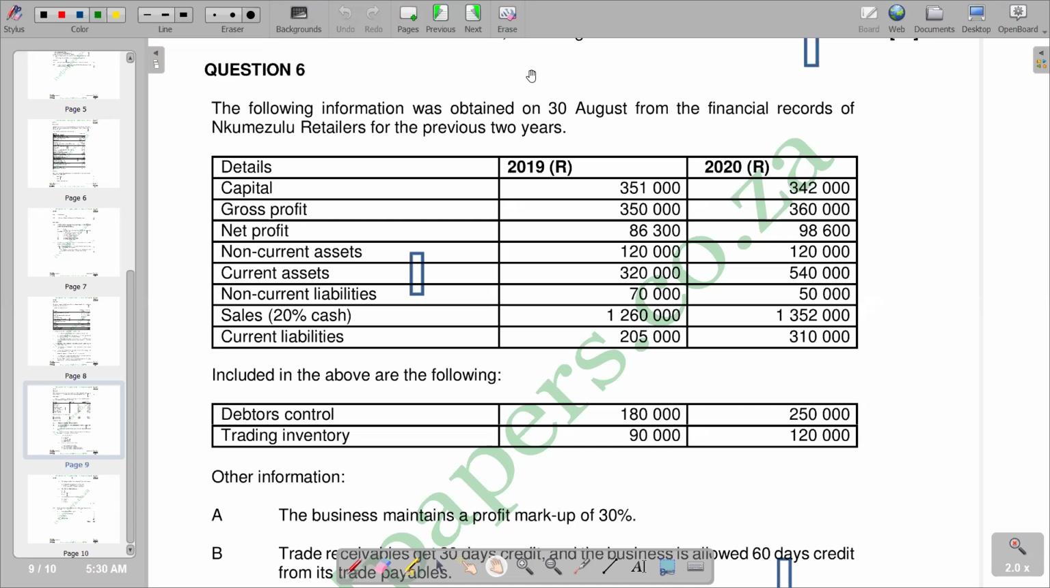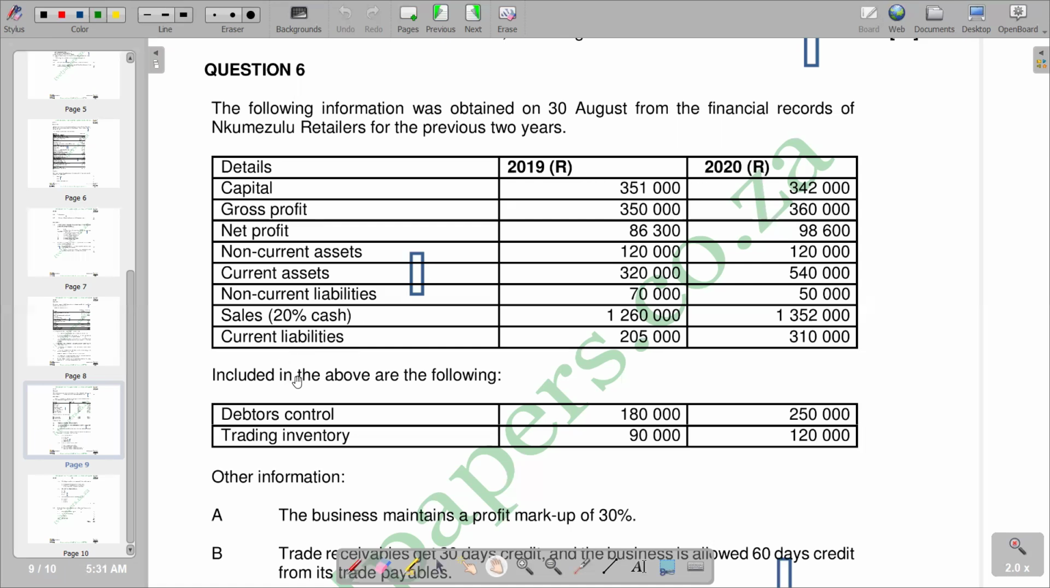In this video, we're going to look at the calculation of accounting ratios or financial indicators. This is the question we have according to our question paper, question 6, and it reads: the following information was obtained on 3rd August from the financial records of Conventional Retailers for the previous 2 years. We are given a list of balances for 2019 and 2020, but you know that 2019 is the previous year, and the current year is our 2020.